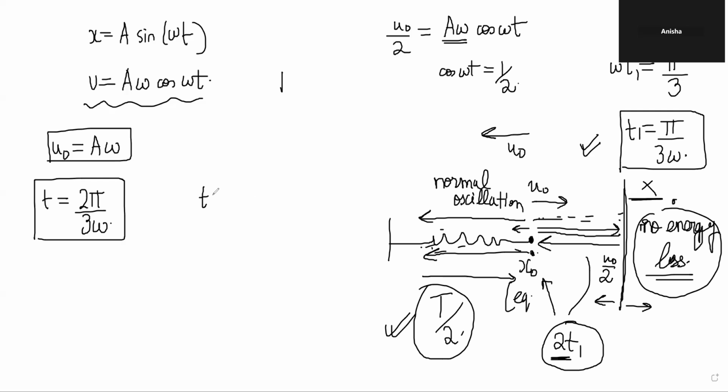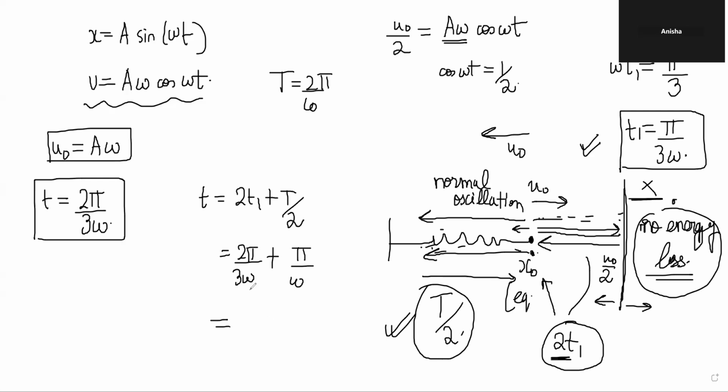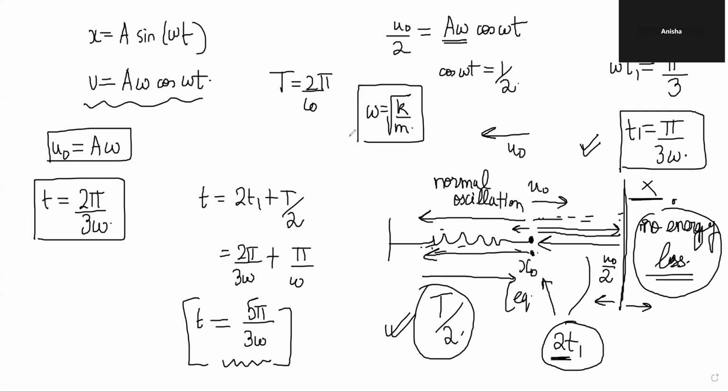So the total time to return will be 2t1 plus T by 2, right? T is 2 pi by omega, so T by 2 is pi by omega. So 2t1 is 2 pi by 3 omega, plus this pi by omega, so you are getting 5 pi by 3 omega. Now omega was root k by m, so you can put that in to get the answer. One or two answers will come, right?